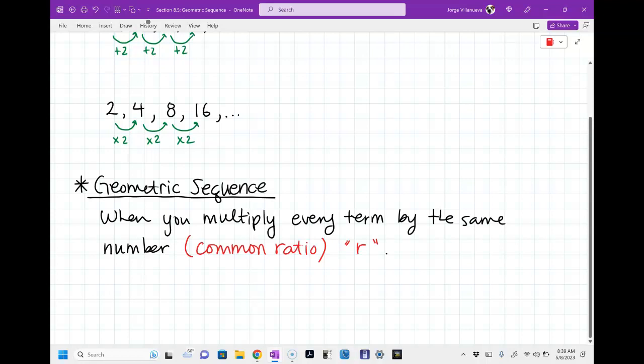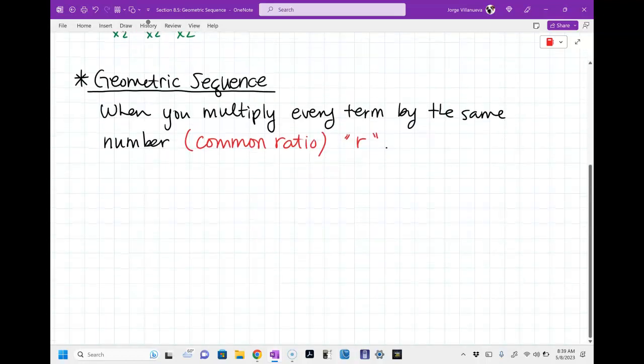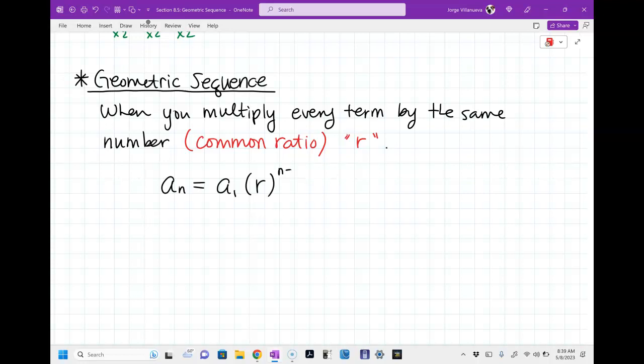Now, here's your formula for it. That way you can see what it looks like. A sub n is equal to A sub 1 times R to the n minus 1. That's the formula. So you can see how R is part of that equation. You're always multiplying it times A sub 1, right? So it's a common multiple or a common ratio. They call it a ratio because it could be a fraction, okay? It can be a normal number. As long as you're multiplying by it, that is going to be your geometric sequence formula.